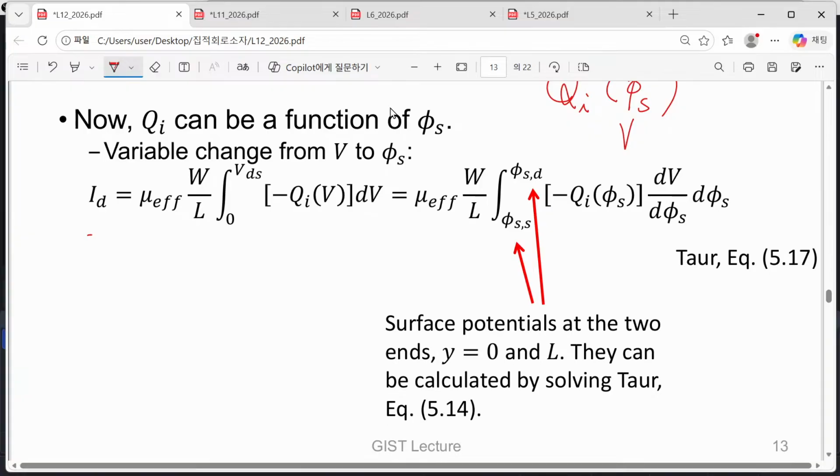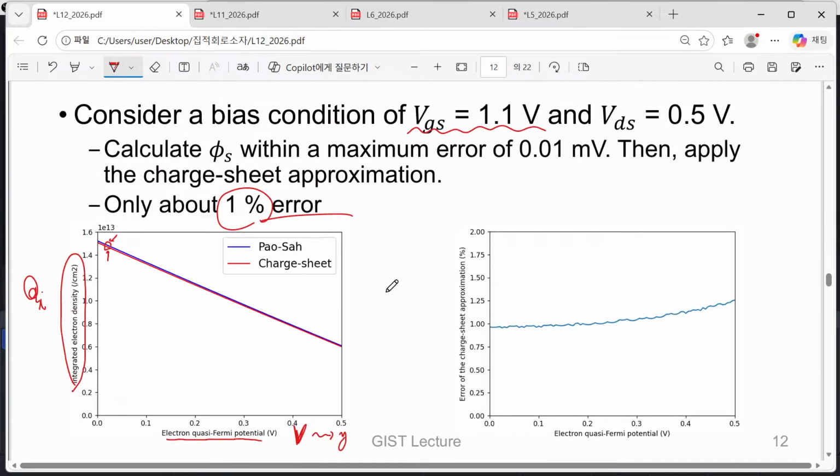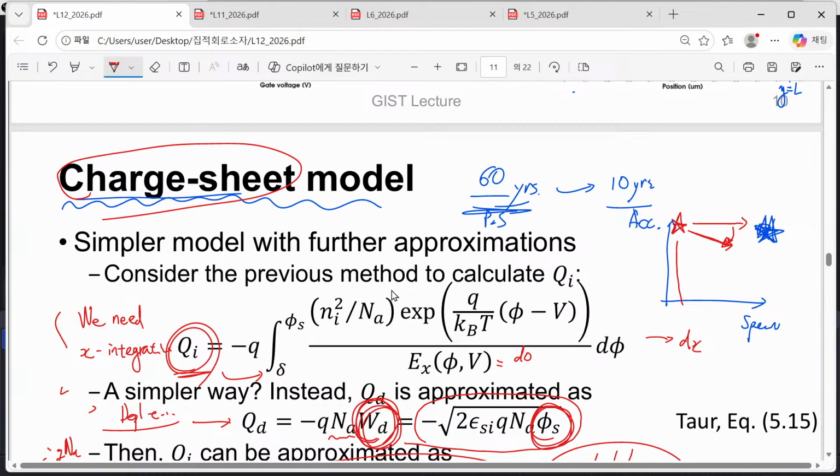This is the expression we have to calculate originally. If you remember correctly, in our Pao-Sah integral, we introduced quite a complicated integral to evaluate this q sub I. Where can you find it? This is the model we have used to express our q sub I.